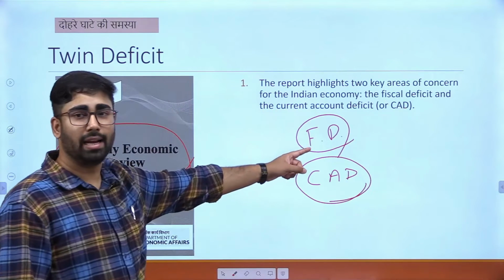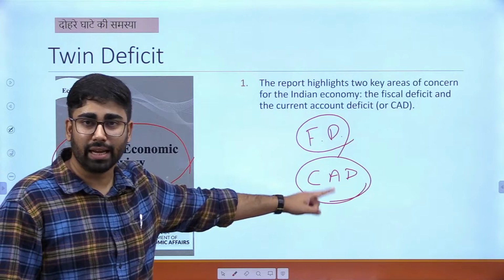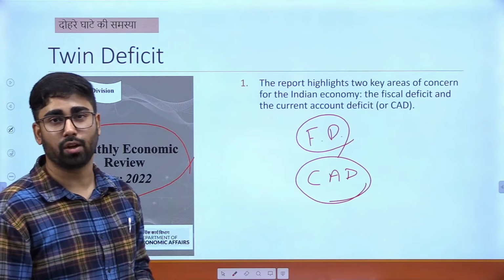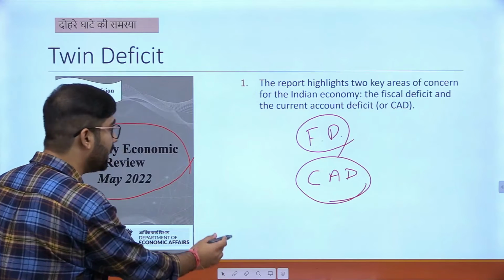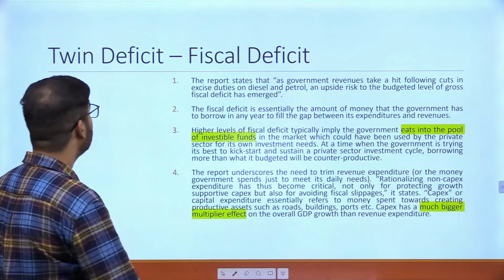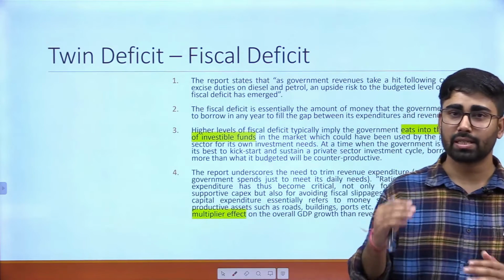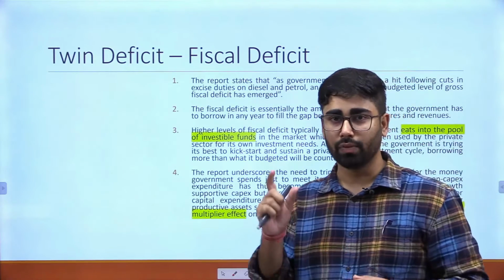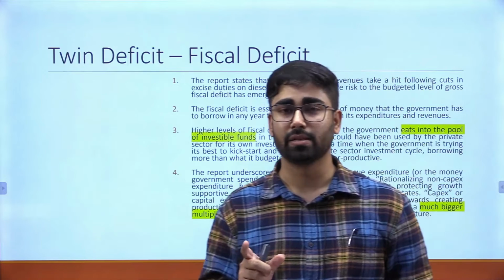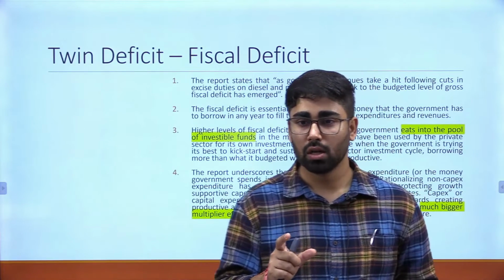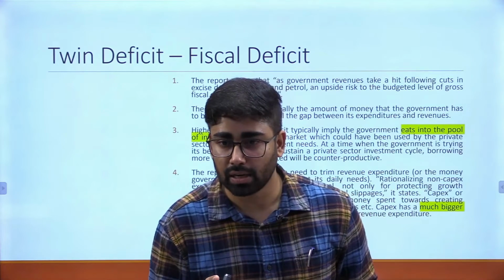Fiscal deficit is related to the government budget. The second, current account deficit, is related to imports and exports and the external sector of the economy. We will be looking at it in brief. Okay, twin deficit, we first talk about the fiscal deficit. See, the fiscal deficit of the country, of the union government as well as the states, is high because of the COVID-19 crisis.